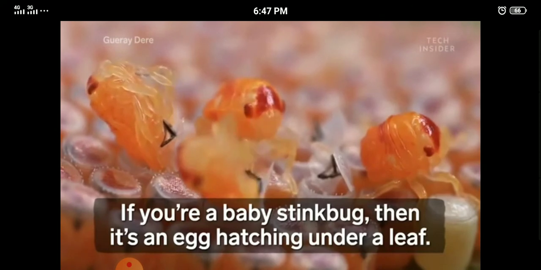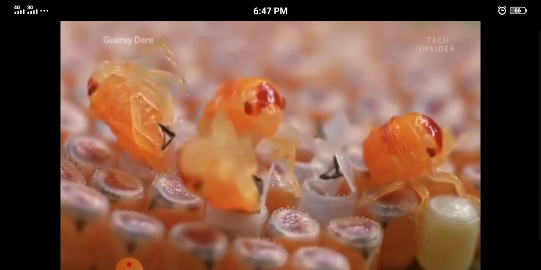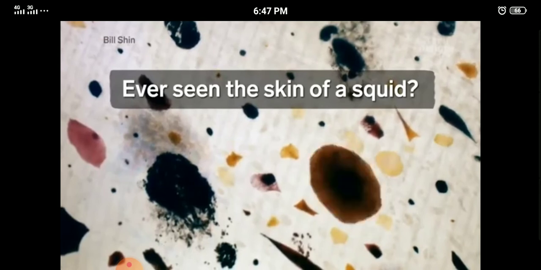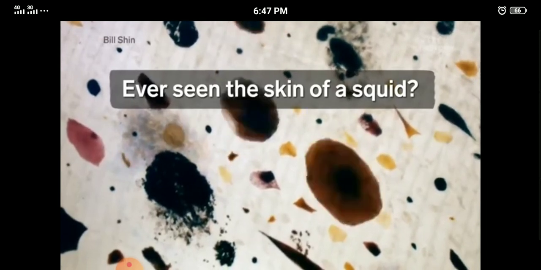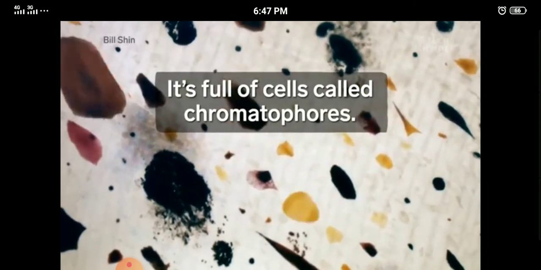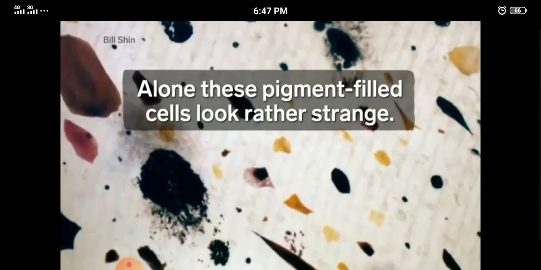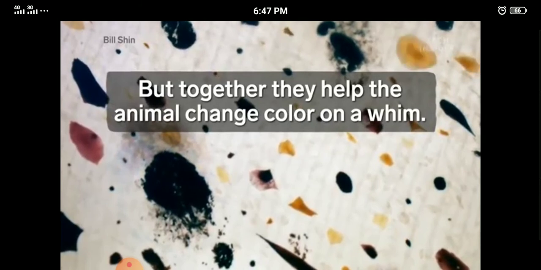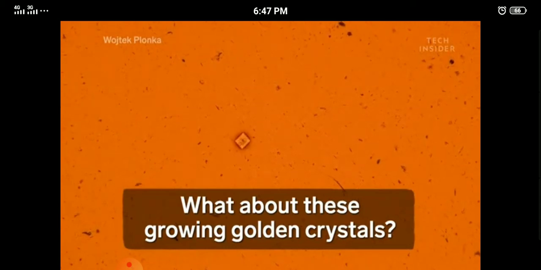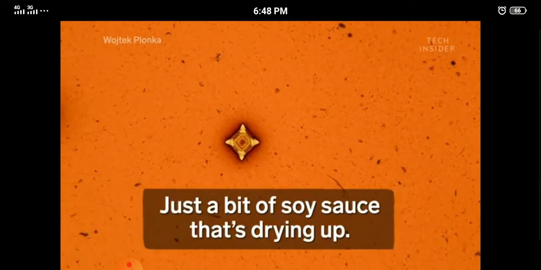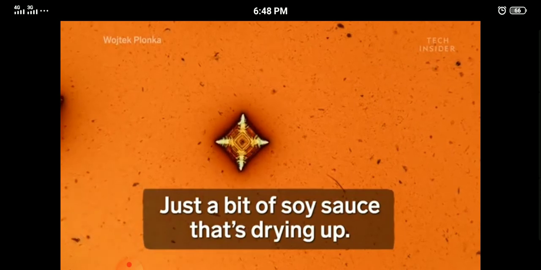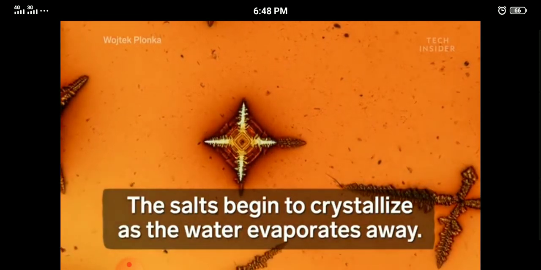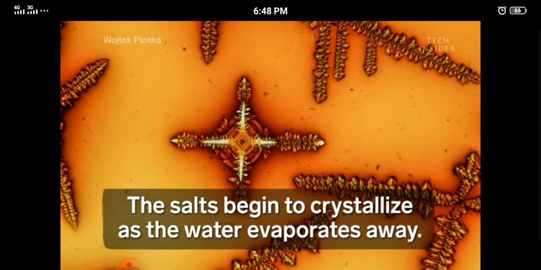It is a baby stink bug that is going through, and the skin of a squid, it has cells, and you can see the receptors coming out, and you can clearly observe how they are emerging. The golden crystals you can see in the middle of the screen are actually water crystals.